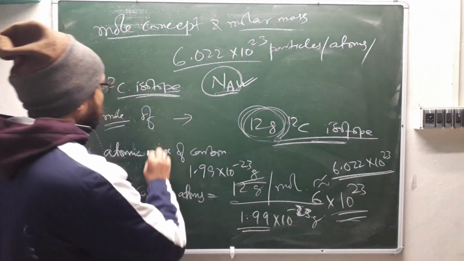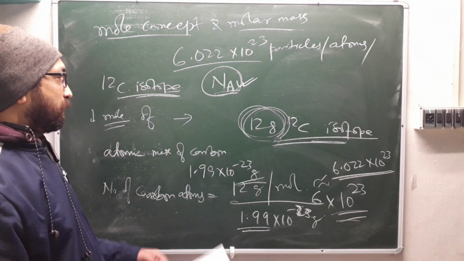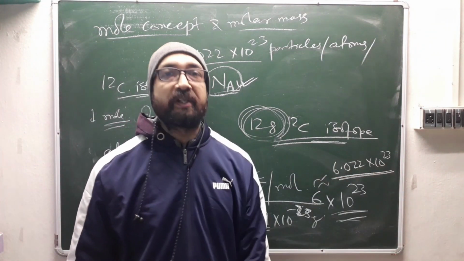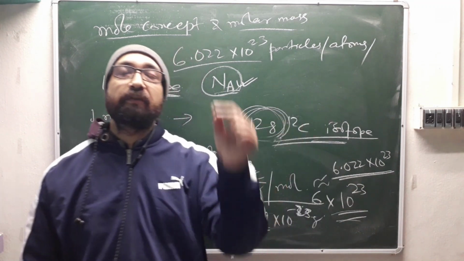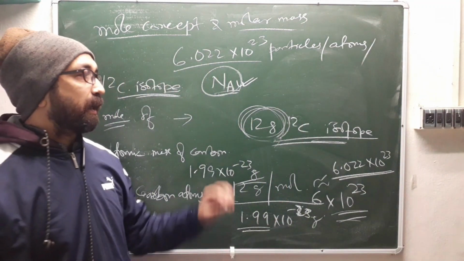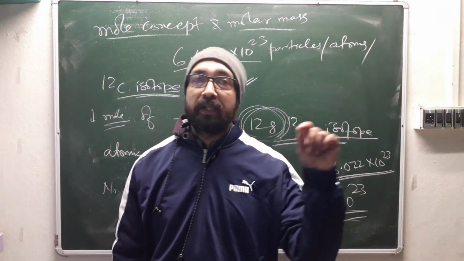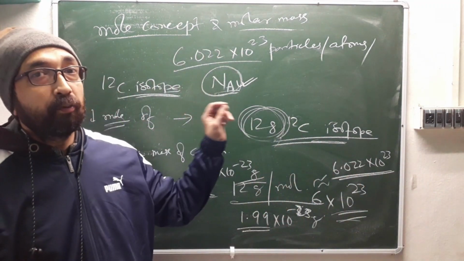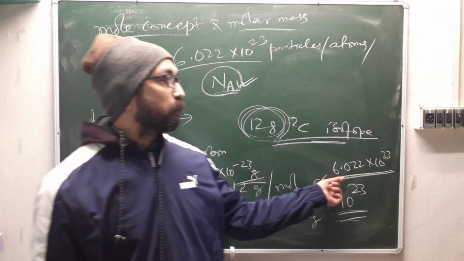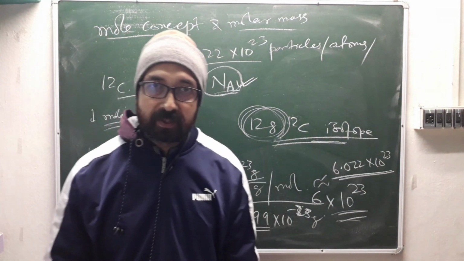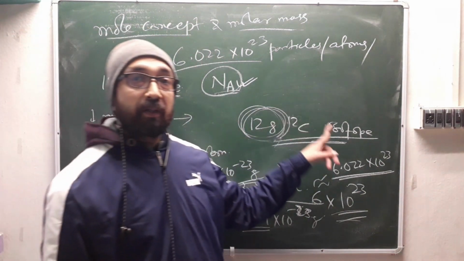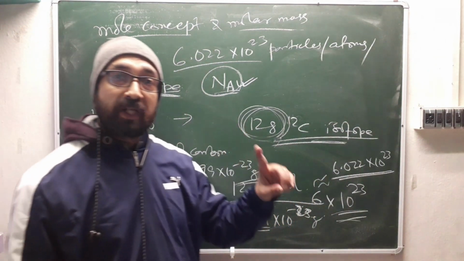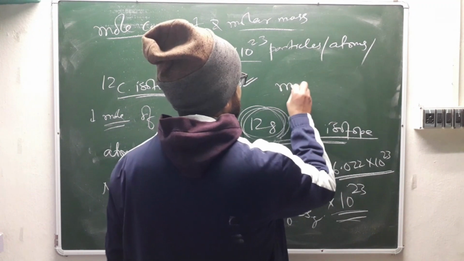So 1 mole of carbon contains 6.022 into 10 to the power 23 atoms, and this is the reference we use for other molecules like hydrogen, nitrogen, sulfur, chlorine, whatever molecule or compound you want. If it is written 1 mole, then the number will be 6.022 into 10 to the power 23. Now the mass of 1 mole of any substance or molecule is called the molar mass. So what is molar mass?